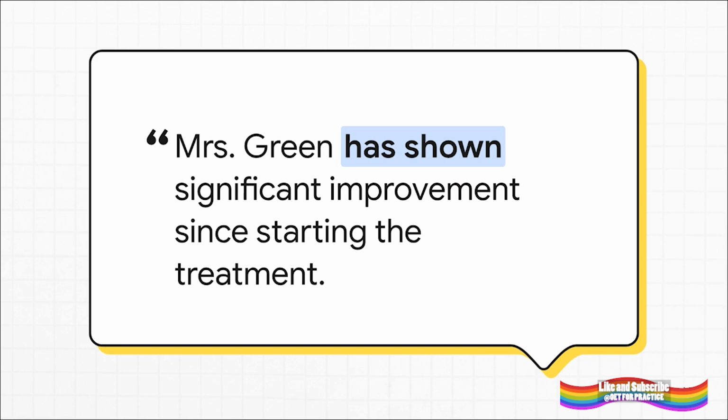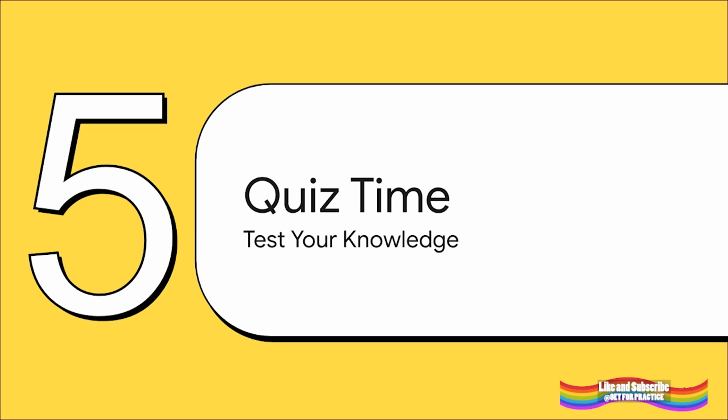And here's another one that's just perfect for this tense. Mrs. Green has shown significant improvement. The improvement didn't happen in a single instant. It happened over a period of time in the past. But the result, her improved condition, is what matters to us right now. You see that connection?